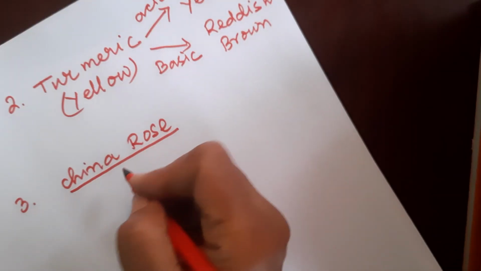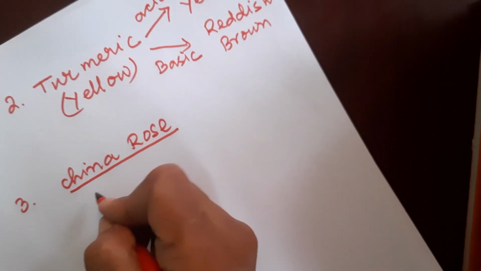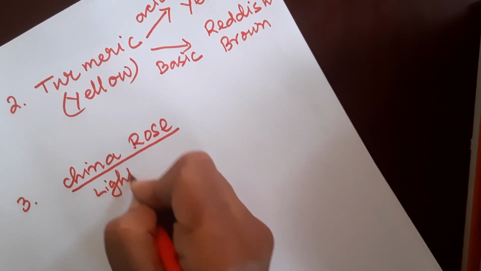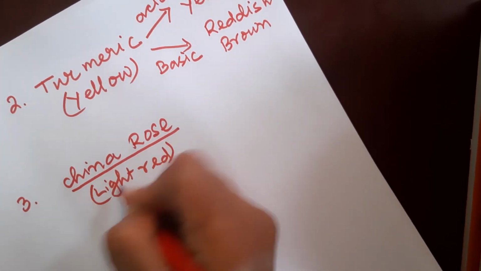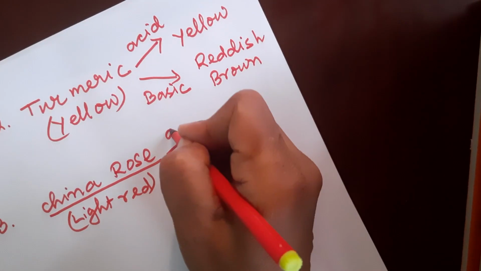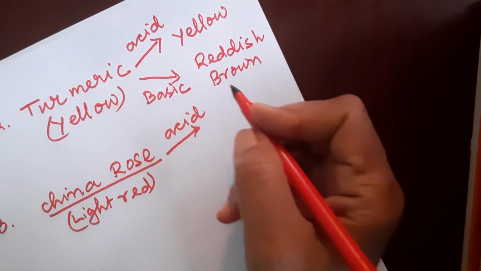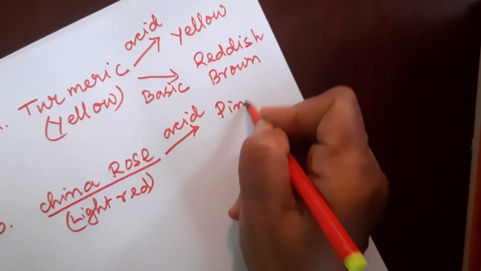Now our third indicator is China rose. So China rose indicator, China rose flower से बनते हैं. And how do we get China rose indicator from China rose flower? All of you know that. China rose, which is light red in color, if you put it in acidic solution, it will turn pink or magenta.